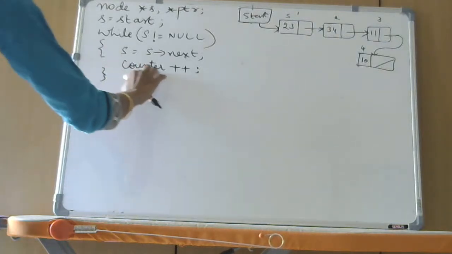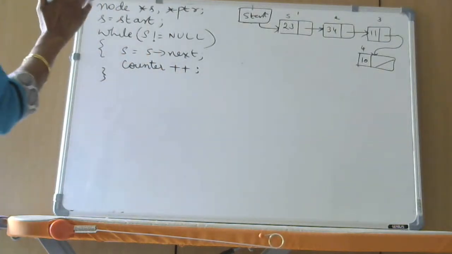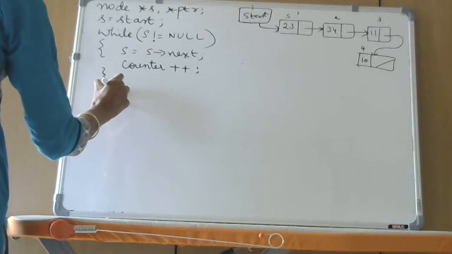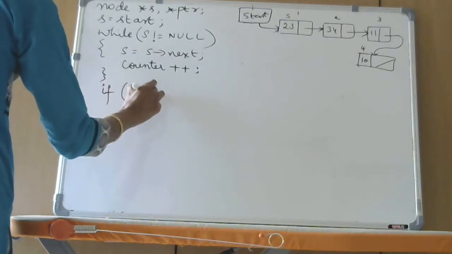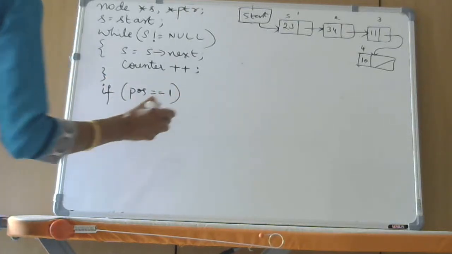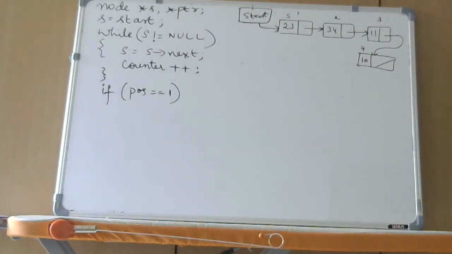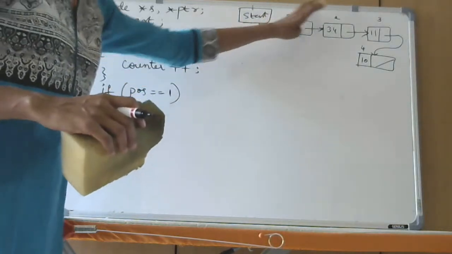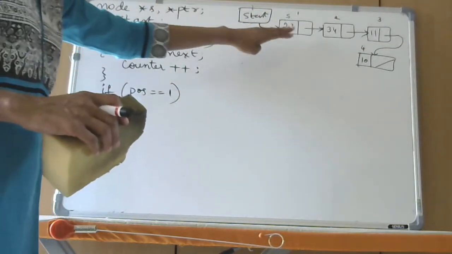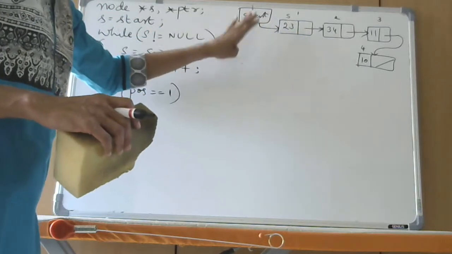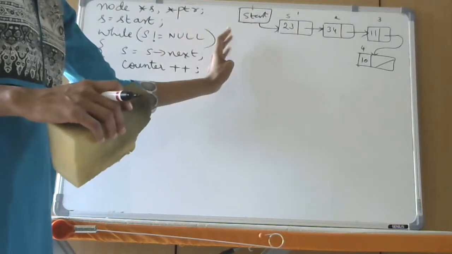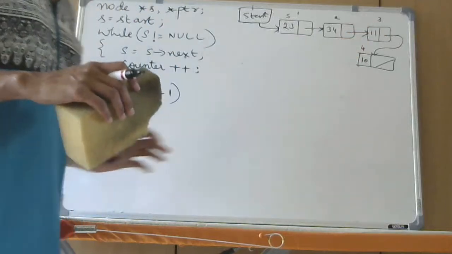Okay. So now we know the number of nodes that are there. Now let us start. If position is equal to 1, what does that mean? I want to insert at the first position. If my linked list is like this, then my new node should come before this. That means that should become the first. This will become second, third, fourth, like that.